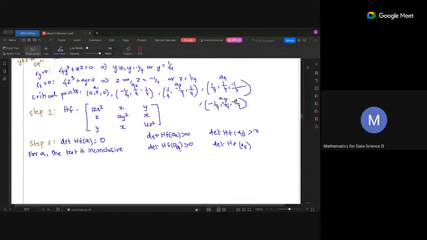Yeah, what's the answer? Positive or negative for the A5 determinant? Positive. Yeah. Okay. So now we can move on to step 3. So now what is step 3?